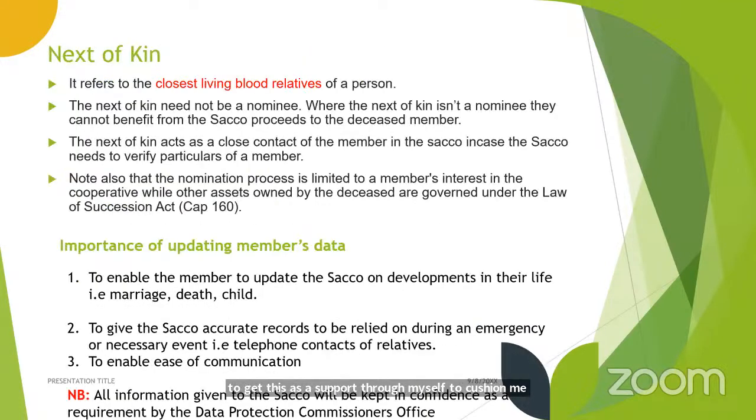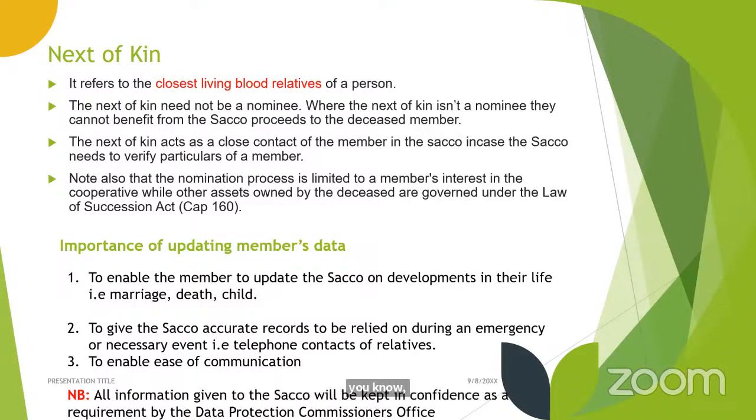Remember I said the first thing was defining nominee, and I broke it down into two: a nominee for purposes of proceeds of the SACCO, and also a benevolent nominee. Now I'm coming to next of kin. This is where I said previously I'll expound a bit further. A next of kin refers to the closest living blood relatives of a person. So it can be a closely living blood relative: mom, aunt, brother, sister, such things.